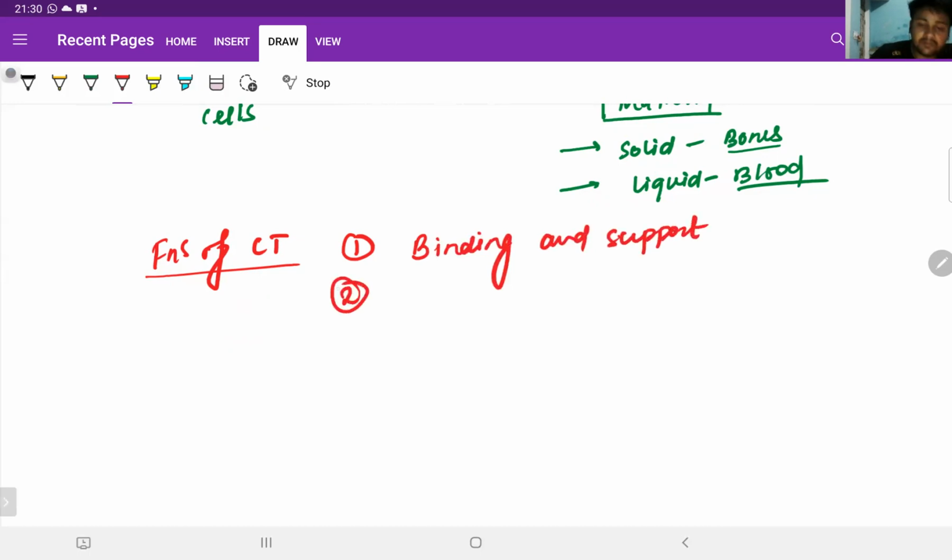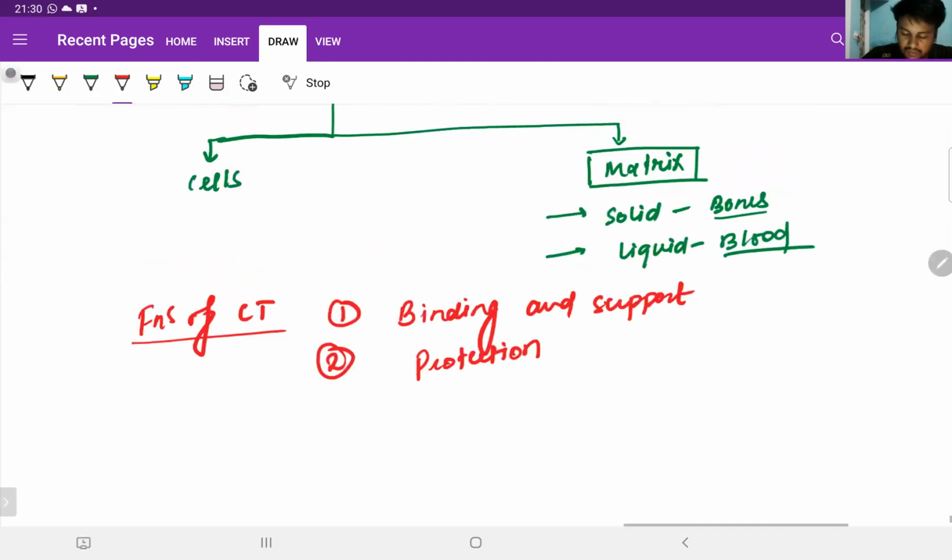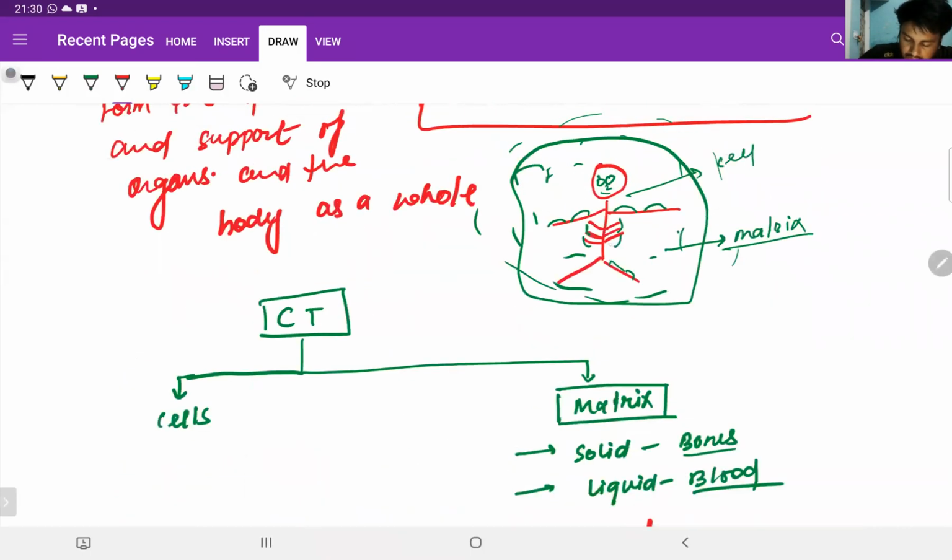The second function I can write is protection, right? For example, here I have drawn this skeleton. You see these are the ribs, right? And this rib provides protection to the underlying organs like the lungs, right?